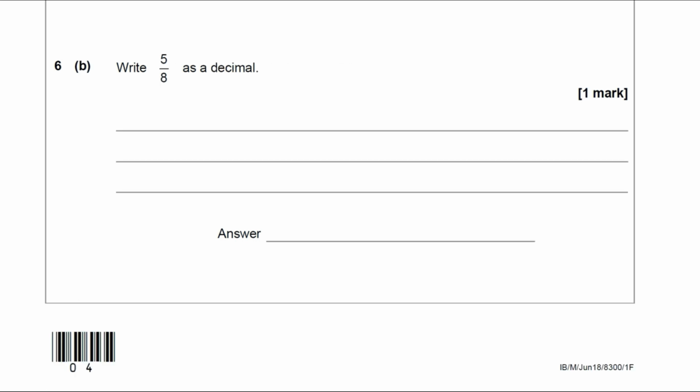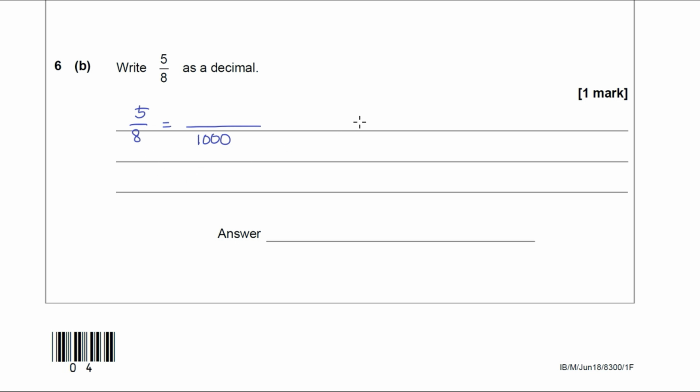And B question, write 5/8 as a decimal. This is a fraction, so 5 by 8. To make it a decimal, we need to make the denominator 1,000. 1,000 here. Why is it 1,000?